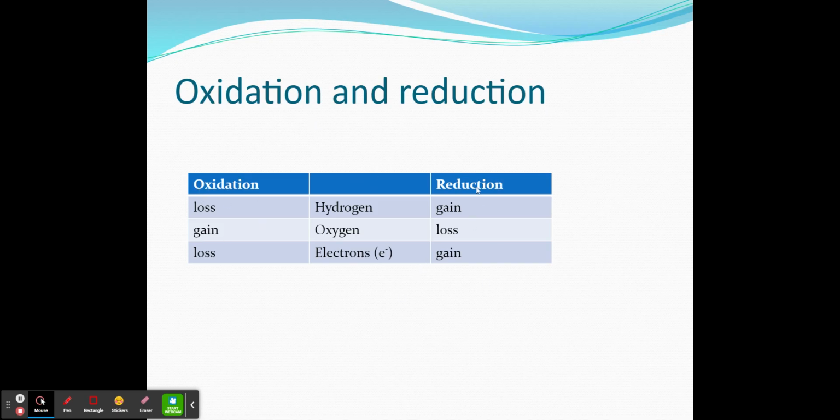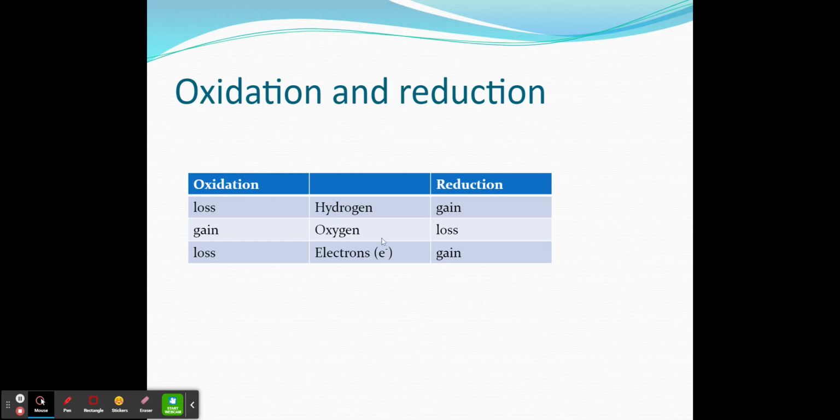So oxidation is the exact opposite of reduction. In fact, you can't have an oxidation without a reduction, because how are you supposed to lose hydrogen from one molecule if it has nowhere to go? So if one molecule is losing hydrogen, that has to be gained somewhere else. So these always happen in pairs.